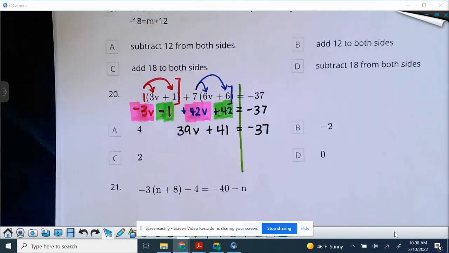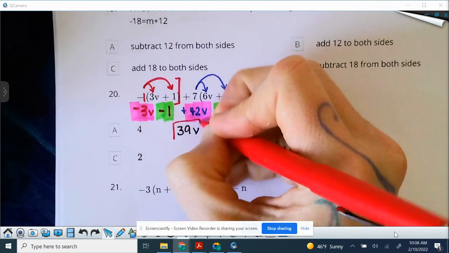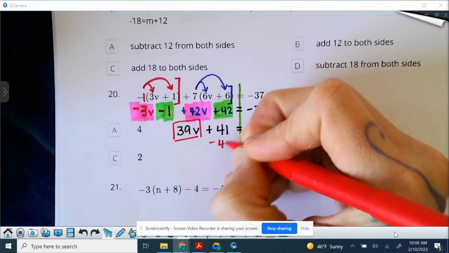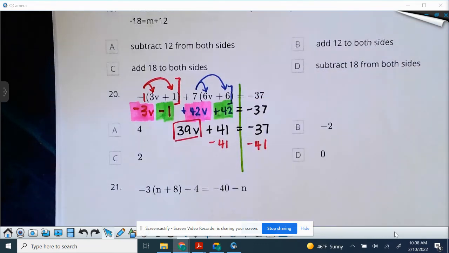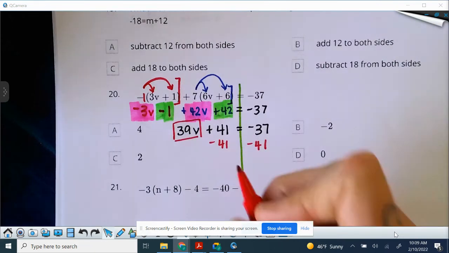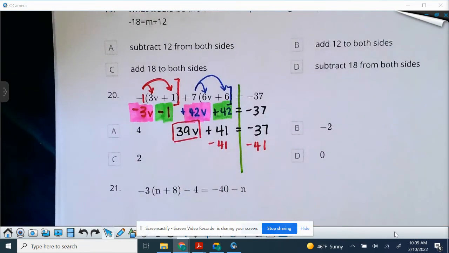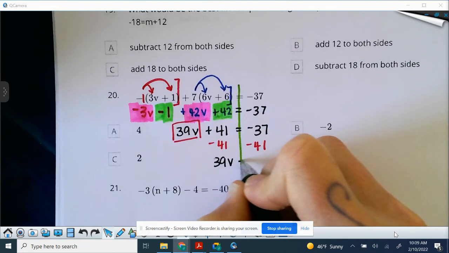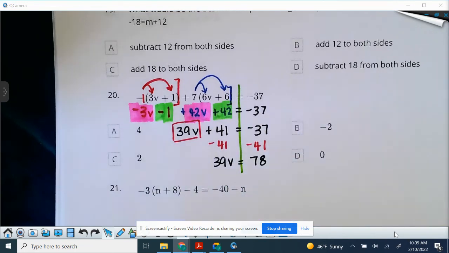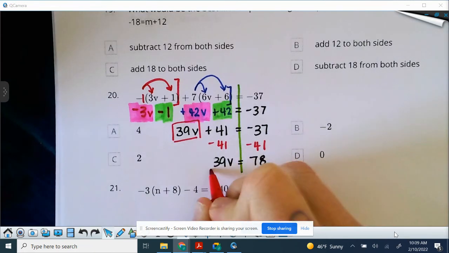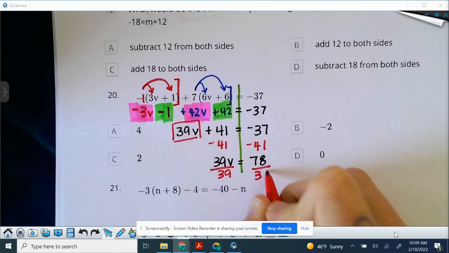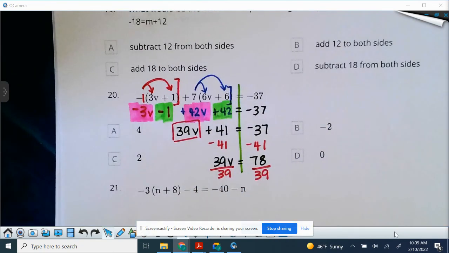Now we're back to what we've been doing a ton of so far, it feels like. 39v. I'm going to subtract 41, subtract 41. So -37, so I borrowed $37 from you yesterday, and then I borrowed 41 from you today. So I owe you 78. So 39v equals 78. 39 is attached to v by multiplication, so we're going to divide by 39. Divide by 39. And that should give us 2.